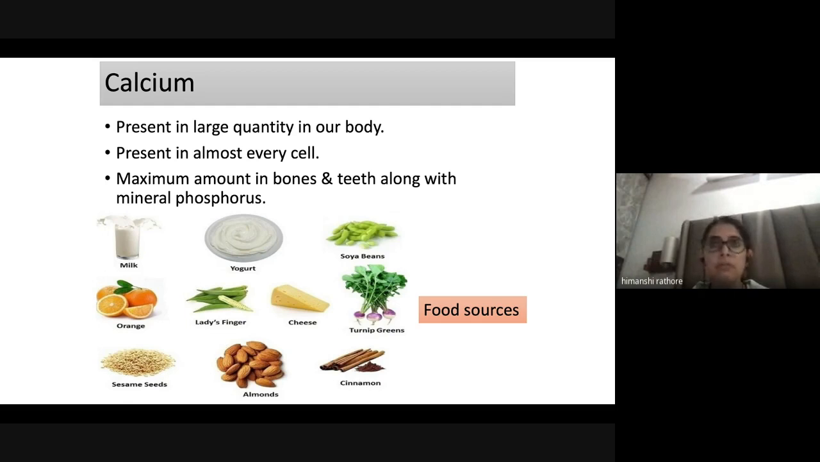Then soya bean, oranges, almonds, sesame seeds, they all have a good amount of calcium which is readily available to the body. So these are the food sources that provide you enough calcium required in a day. If you are adding these food groups, food sources in your daily diet, you are having a sufficient amount of calcium.